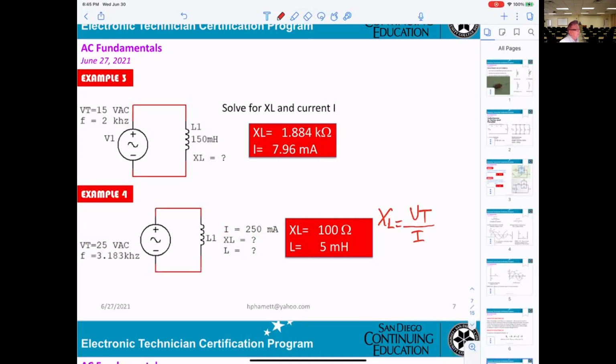And then they want to calculate L. And you understand XL equals 2 pi F L. And that's why you can get L equal XL divided by 2 pi F, right? Okay. So if you're doing the right thing, the answer will be 5 millihenry.